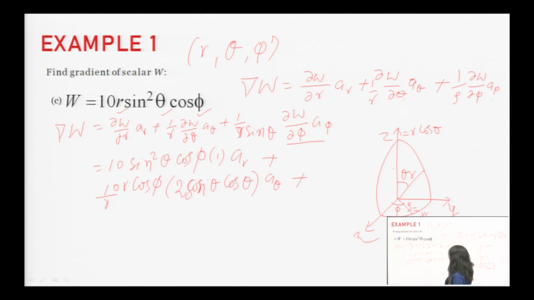Plus, in the third term we need to differentiate this W term with respect to phi. All other quantities except phi will act as constants and will come as they are, but before that we need to write this coefficient also. So this is 1 by r sin theta. After that we will write 10 r sin square theta, and the differentiation of cos phi will be minus sin phi. Now we can cancel this theta by this square, and here the unit vector A phi will appear. After simplifying, this is the answer for the gradient of a scalar.